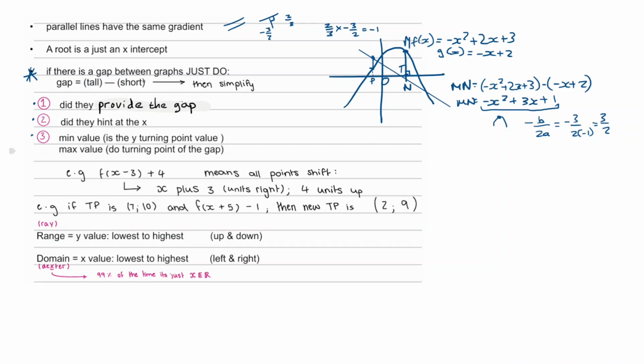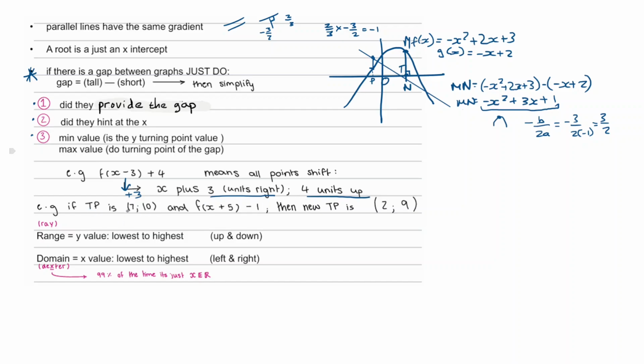When there's a gap, tall minus short, ask which option they're dealing with or giving us, and then charge ahead from there. And then very quickly, if you see something like f of x minus 3 plus 4, what comes out of the bracket of x minus 3, it would be plus 3. And so that just means it's 3 units to the right. And the plus 4 just means up 4. It's just gone up 4.